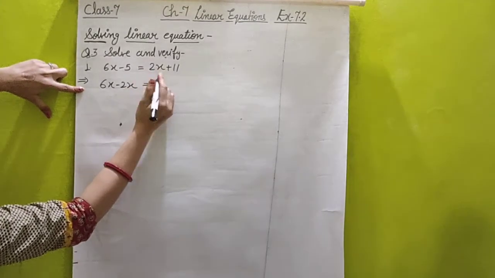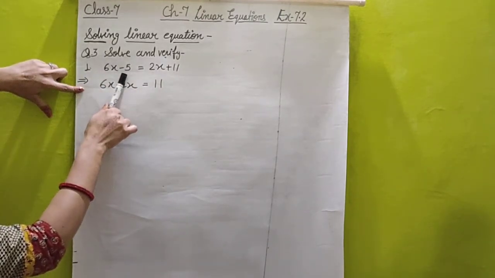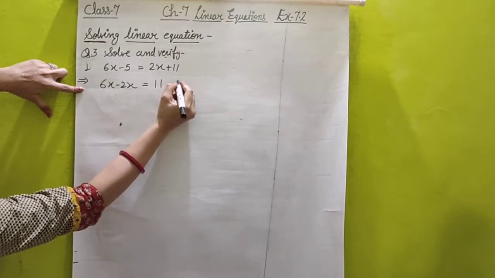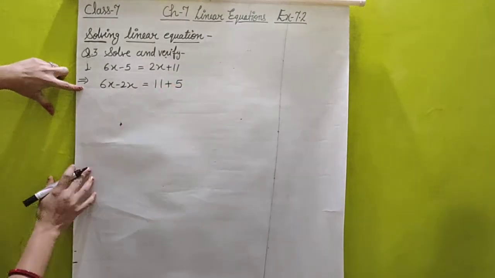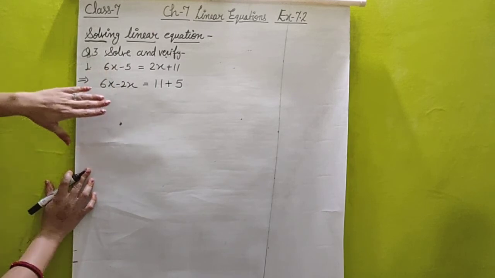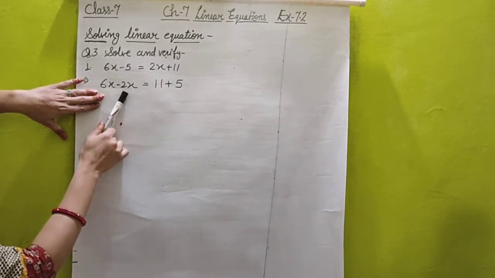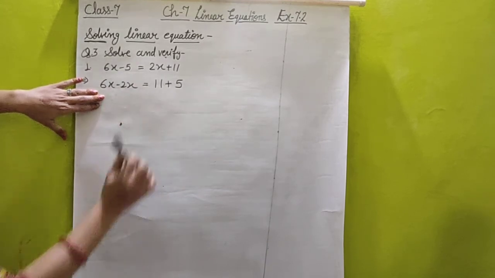6x is equal to 11, same. Now I can transfer this 5 to the right-hand side. It will be plus 5 because its sign is minus. Okay, the sign will be opposite. So what I did here, I transposed 2x to the left side and 5 to the right side.